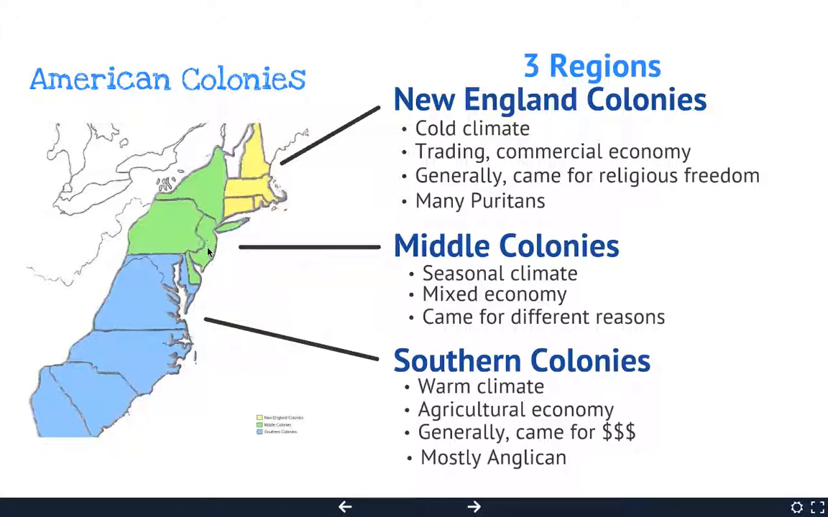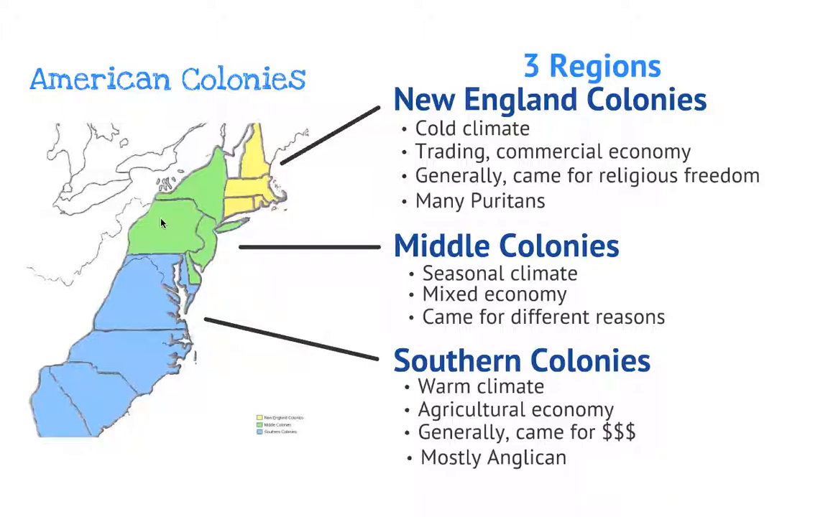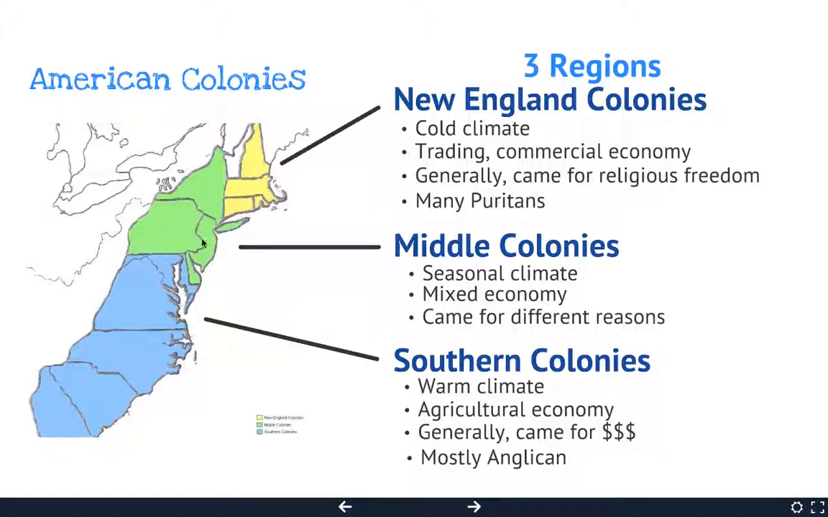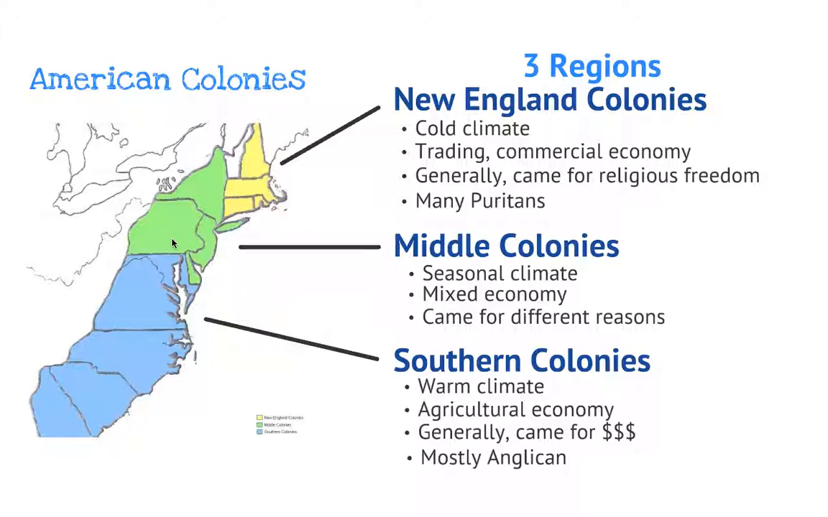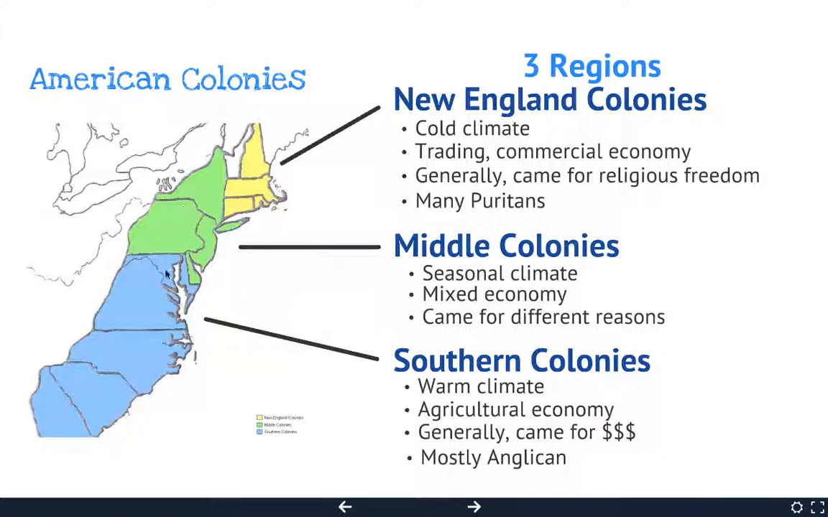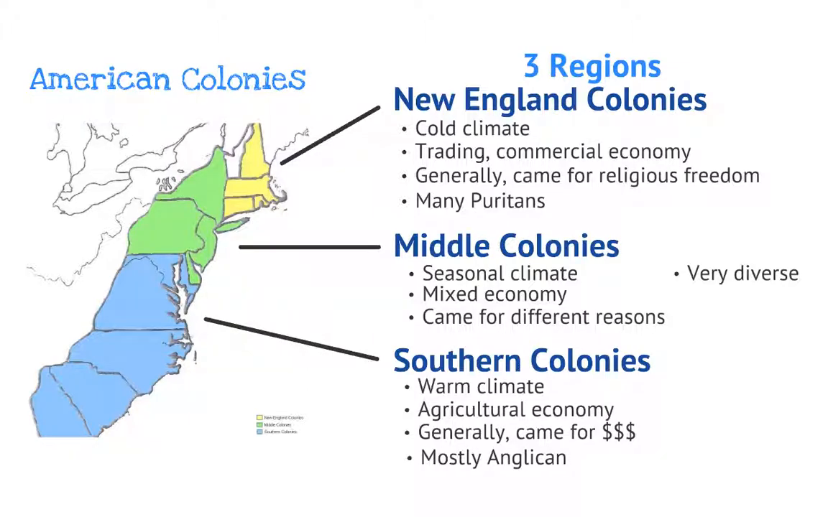Also in the middle, they came for different reasons. For New York, they came for money. And in Pennsylvania, like I said earlier, he really wanted some brotherly love, so religious tolerance and freedom. So you're going to have different reasons as to why these areas were settled for the middle colonies. Because you have so many different reasons, it's going to be quite diverse, with people from all different ethnic groups.